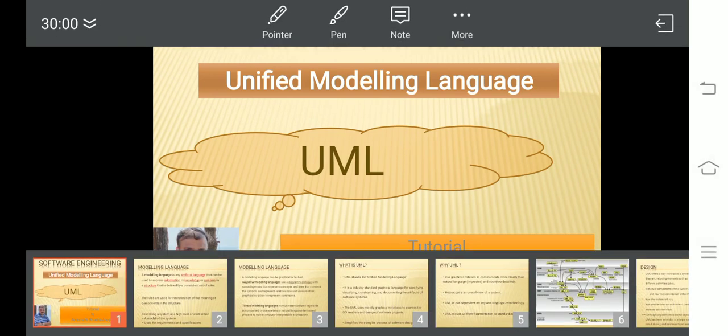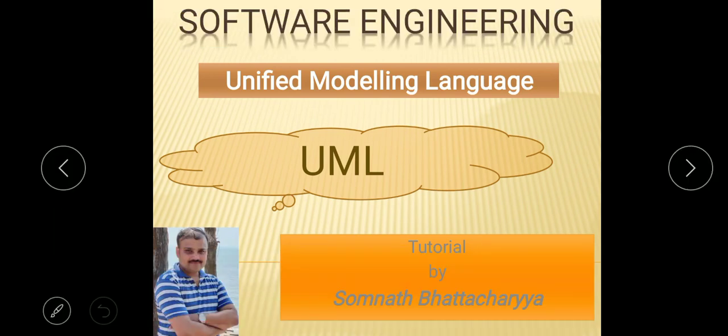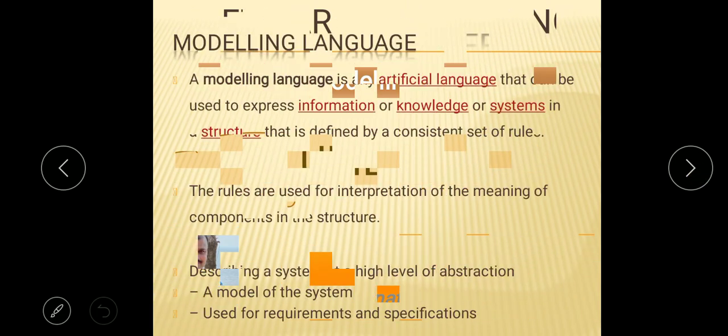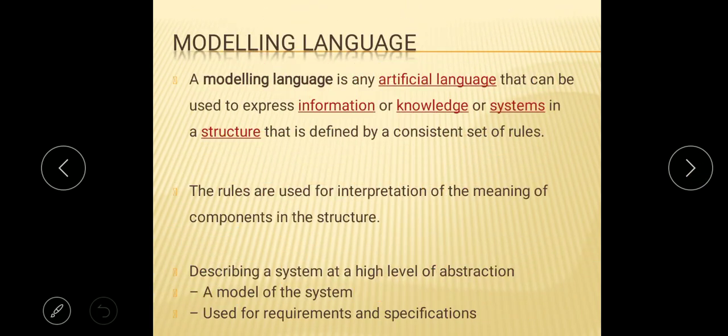Now, coming to the modeling part, as I told you, UML is Unified Modeling Language. So let us first check what is a modeling language. A modeling language is any artificial language that can be used to express information, knowledge, or systems in a structure that is defined by a consistent set of rules. The rules are used for interpretation of the meaning of components in a structure.